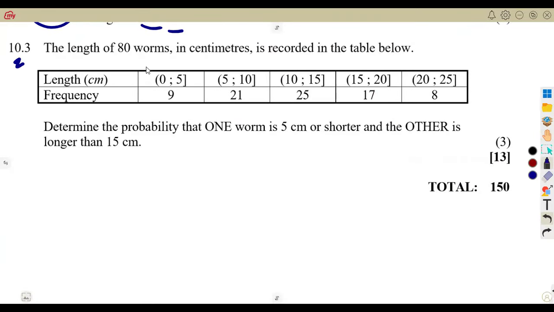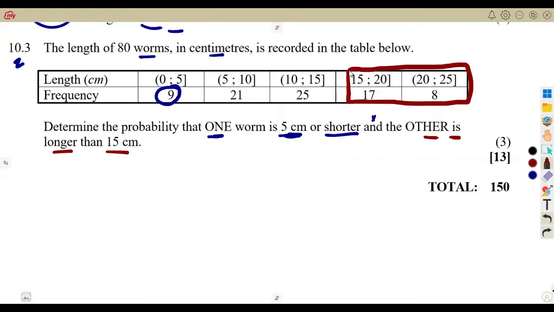Given this on 10.3, this is the length of 80 worms in centimeters recorded in the table. As you can see, it's 0 to 5, 5 to 10, and so on. Determine 5 centimeters shorter, which means it's in between 0 and 5. It's less than 5, so we're talking about this 9. And the other is longer than 15 centimeters, meaning bigger than 15. If we check here, 15 to 20, all this is bigger than 15. From here going there, it's more than 15, so you talk about this 7 and the 8.